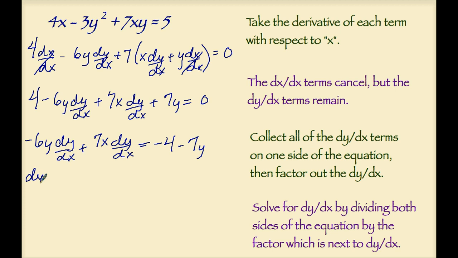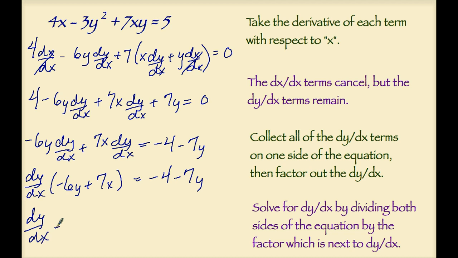Then we'll factor out the dy/dx. Negative 6y plus 7x equals negative 4 minus 7y. Solve for dy/dx by dividing both sides of the equation by the factor which is next to dy/dx. Therefore, dy/dx will be negative 4 minus 7y over negative 6y plus 7x.